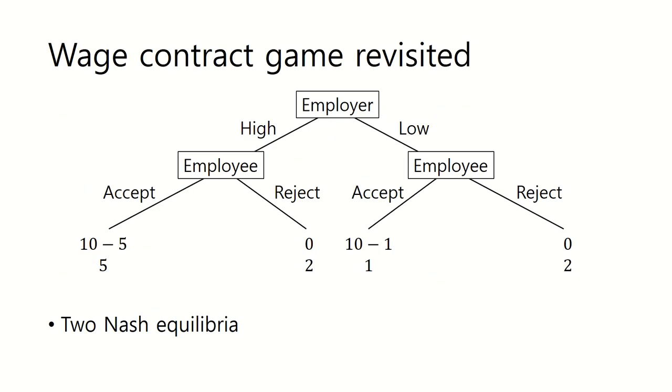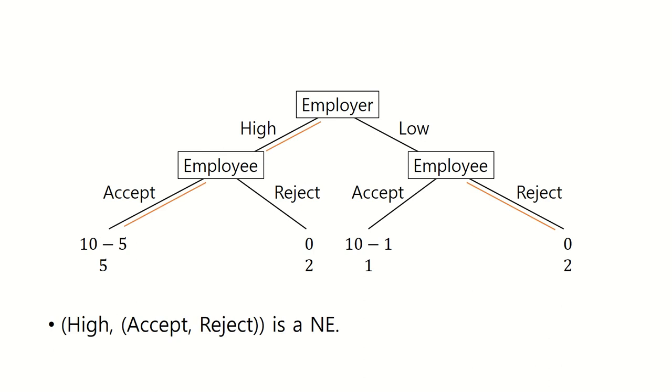And if we relax that assumption and allow the worker to take different actions in different situations, then we have this game. So the employee can choose different actions in different situations. The employer offers high wage and the employee accepts, and the employer offers low wage and the employee rejects it. That is possible, right? And here we have two Nash equilibria. One is this: the employer offers high wage, and the employee accepts high wage and rejects low wage.